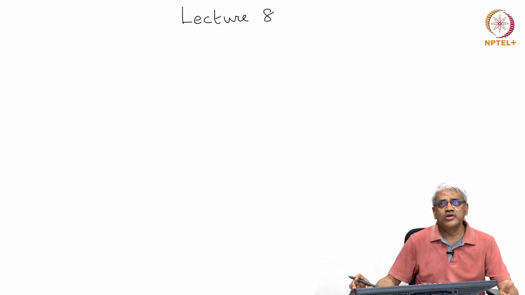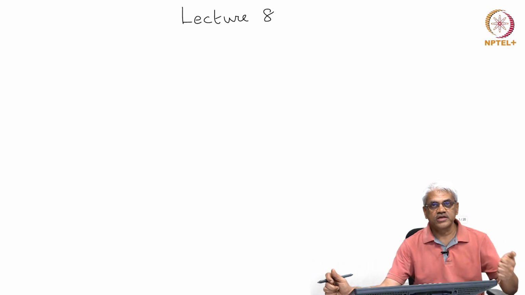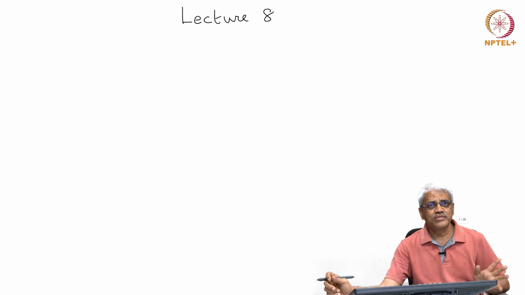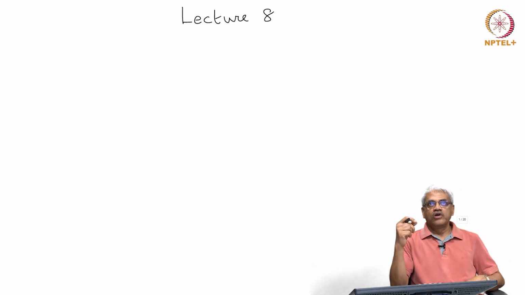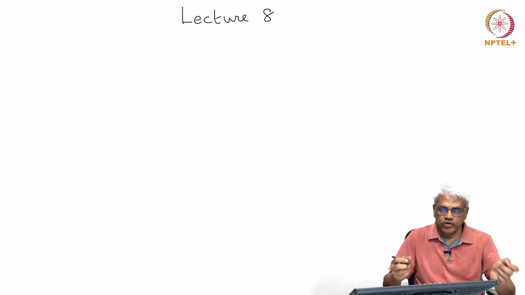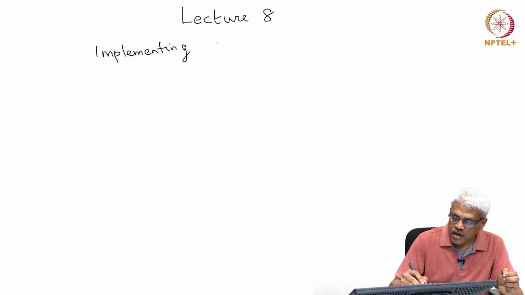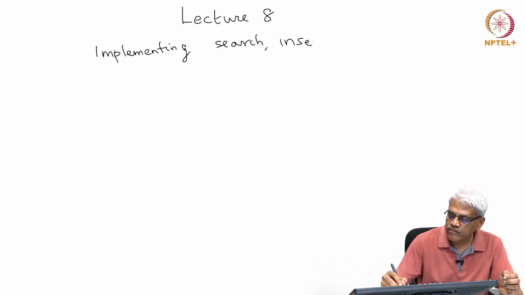In the last lecture, we looked at a clean solution for implementing priority queue operations using complete binary trees. Priority queue operations are insert and delete max, and I also said you could delete an arbitrary element if you tell me where the element is. Okay, so today we're going to look at implementing search and insert, and possibly delete.